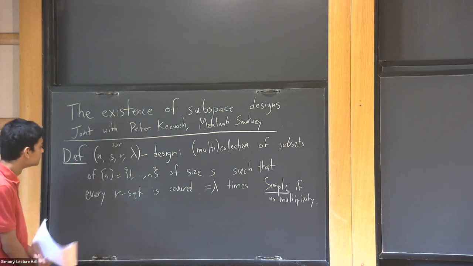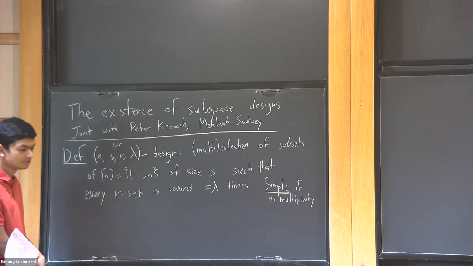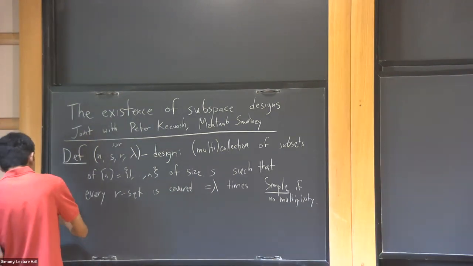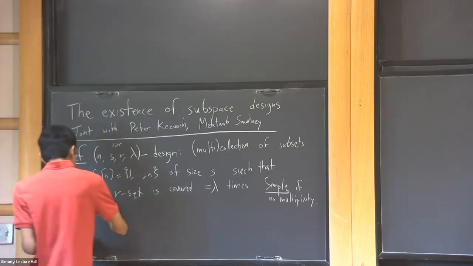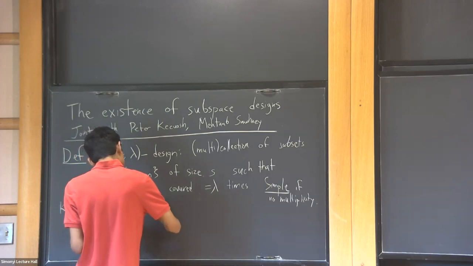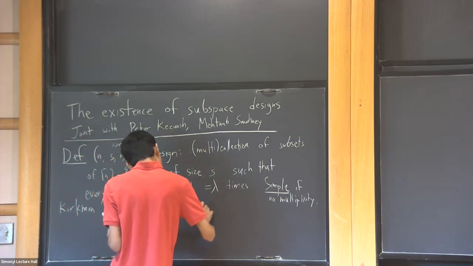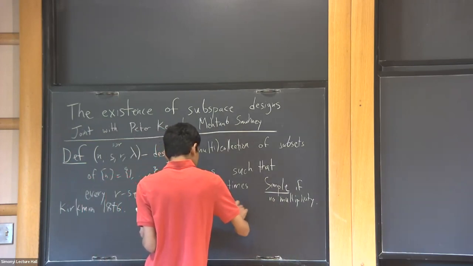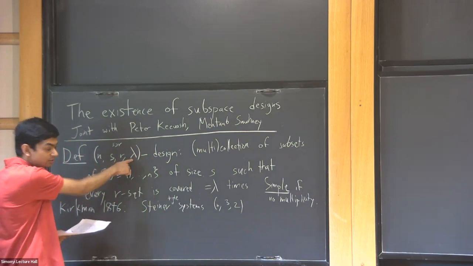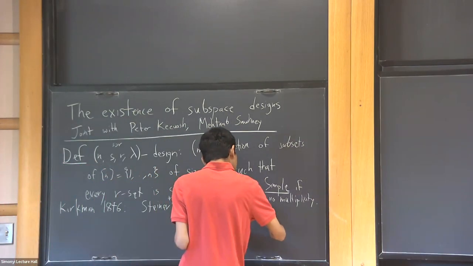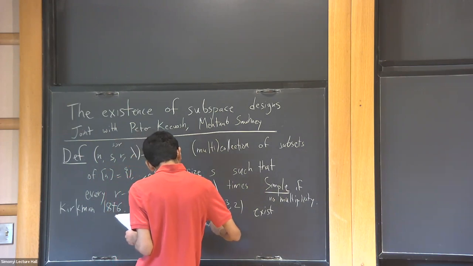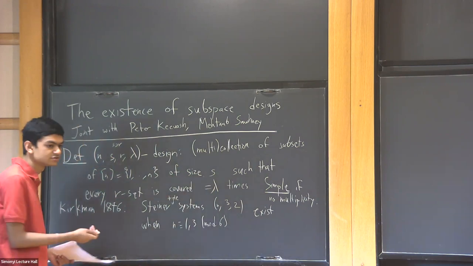In terms of the history of these sorts of objects, they have been studied for a very long time, since the mid 1800s. One of the more notable early results, and I don't want to go through the precise ancient history here, is a result of Kirkman from, I think, 1846, where he shows that Steiner systems, in this case Steiner triple systems, with parameters 3, 2, and lambda equals 1, exist precisely when n is either 1 or 3 mod 6. And he does this through some explicit constructions.